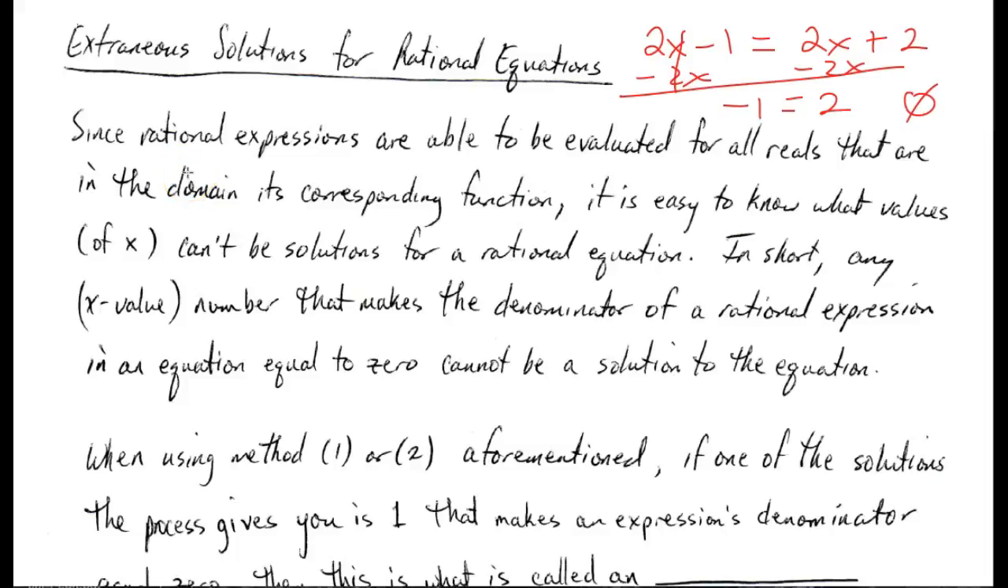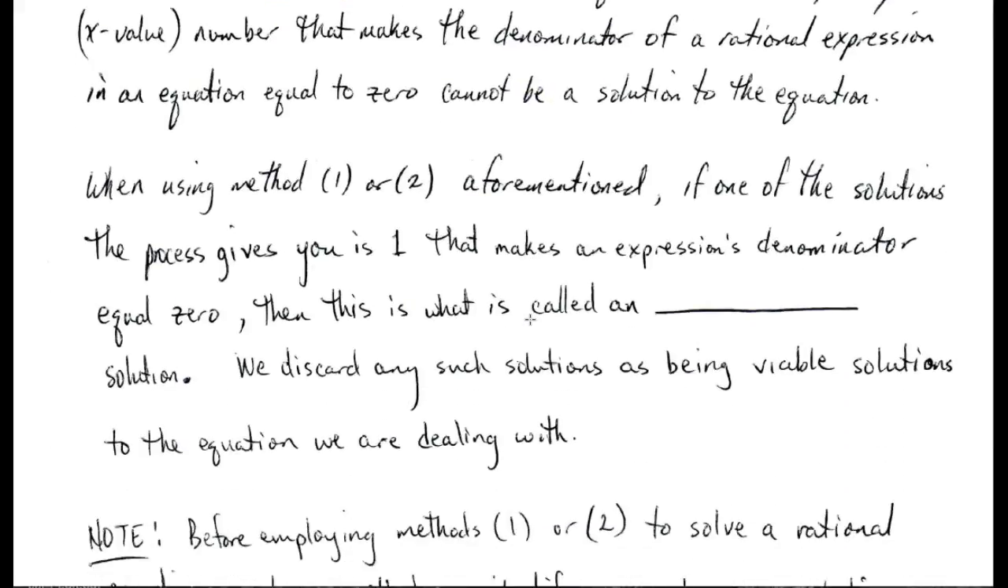So it says, since some rational expressions are able to be evaluated for all real numbers that are in the domain of a corresponding function, it is easy to know what values of x can't be solutions for a rational equation, okay? And so we've already talked about that.